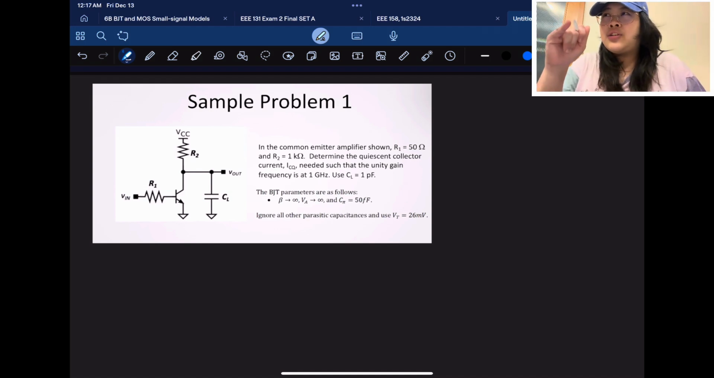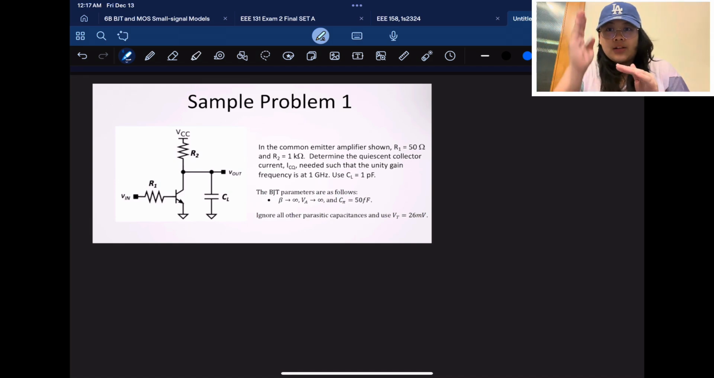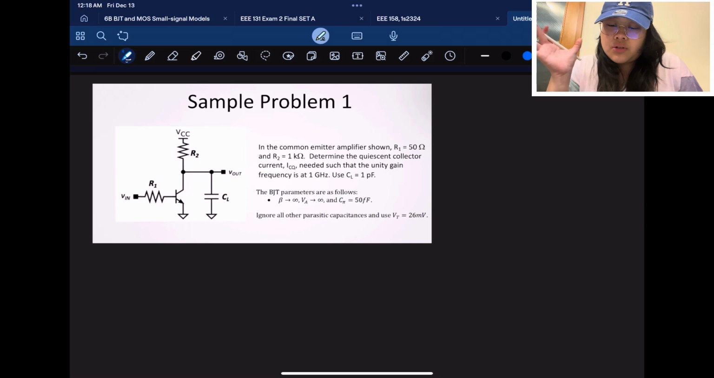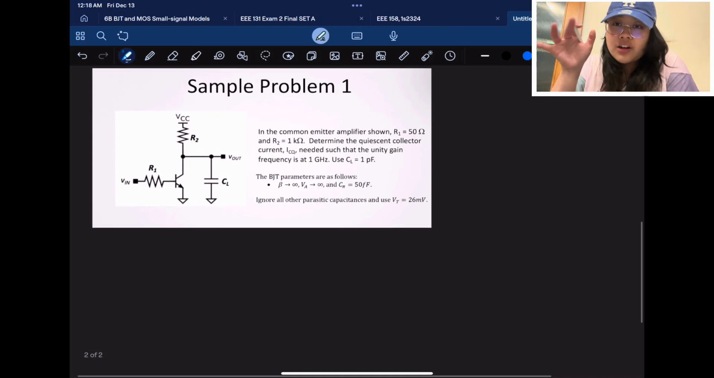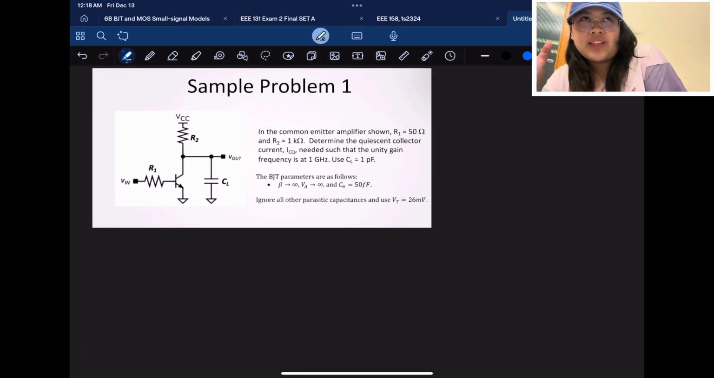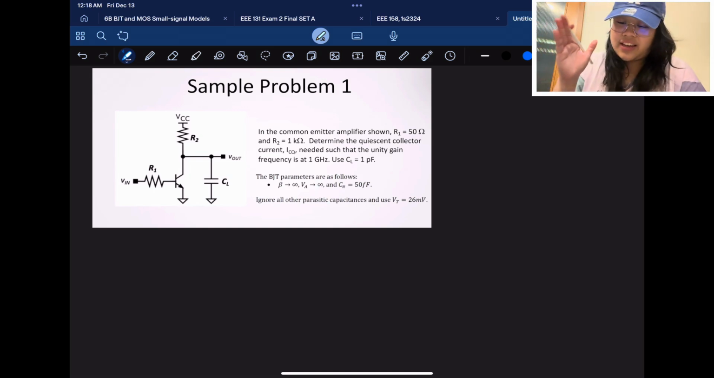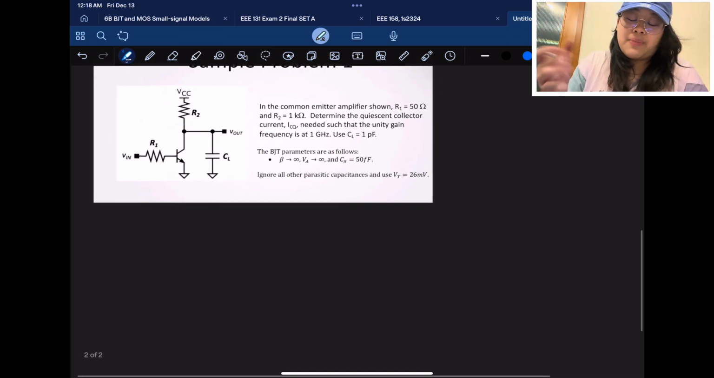And ICQ is different from IC because ICQ is the quiescent point, so it's like a middle point. That's a different thing from IC. Just a side note. Okay, so find the ICQ needed such that the unity gain frequency is 1 gigahertz and use CL equals 1 picofarad. So there are already given parameters. Beta is infinity, VA, which is early voltage, is infinity also, and we're also given C pi.